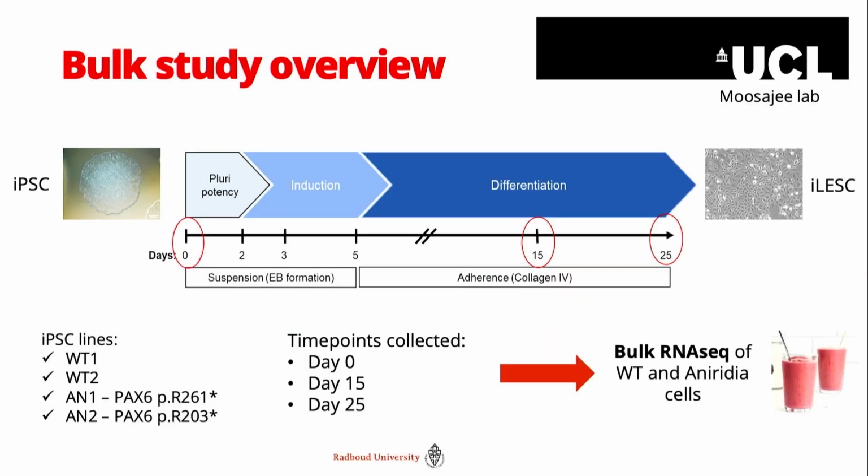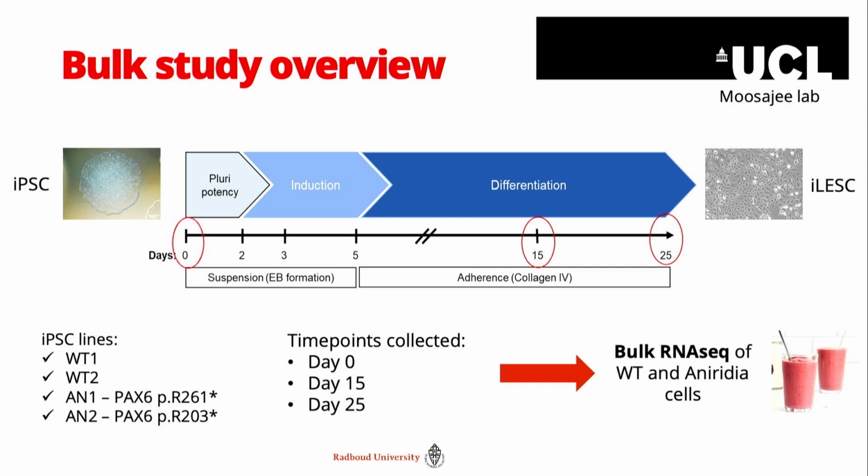So going into the first technique that we use, we did bulk RNA-seq. This project actually started when I was still at Mariya Moosajee's lab at UCL. What we did was we had 4 lines. We had 2 control lines, so they don't have the PAX6 mutation, and we have 2 iPS lines generated from 2 aniridia patients. Mutations are here, so they're both nonsense mutations.